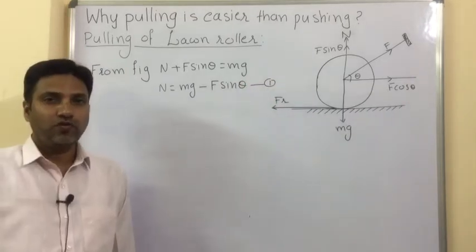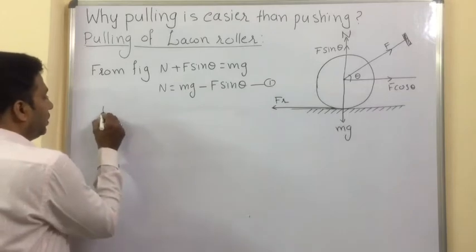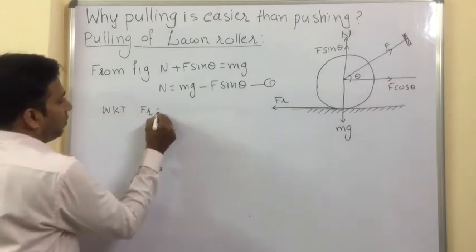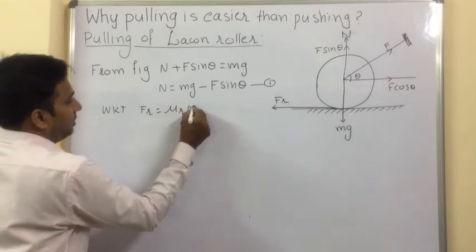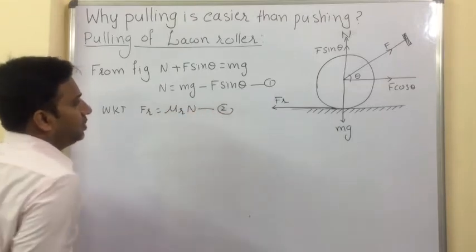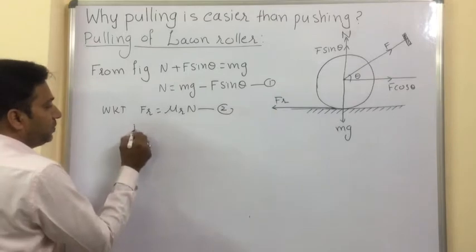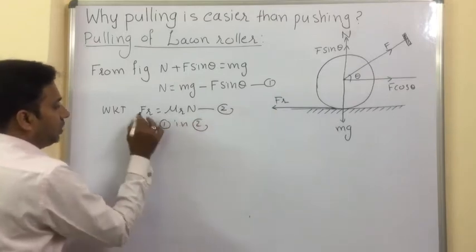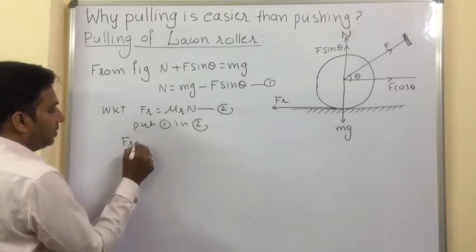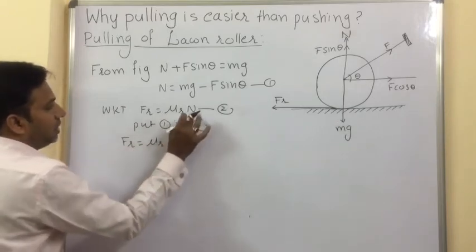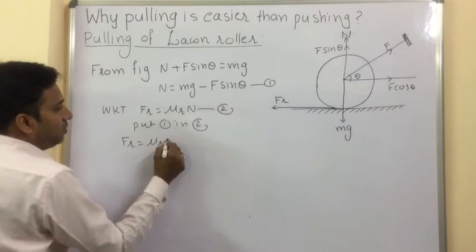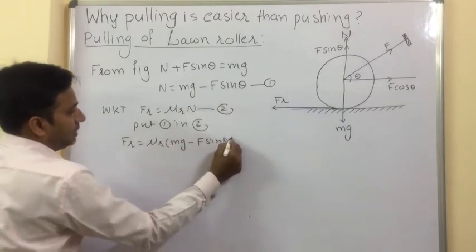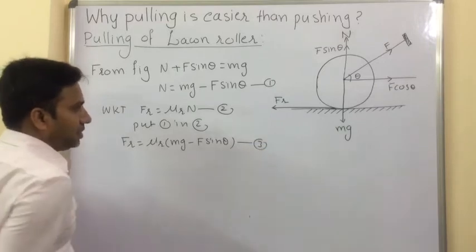Now we use the formula of friction, that is we know that Fr equal to mu r N, equation number 2. Put equation 1 in equation 2. Fr equal to mu r, in place of N write this complete value, mg minus F sin theta. Make this equation number 3.